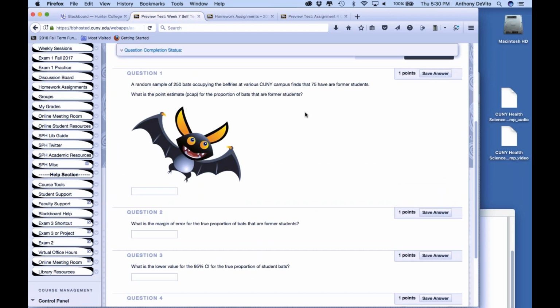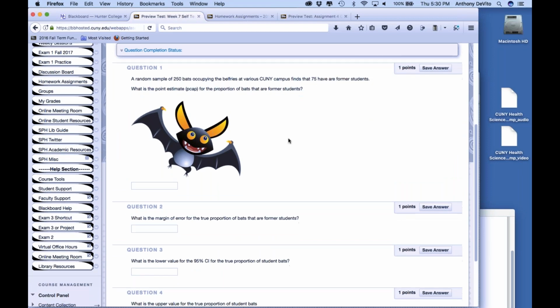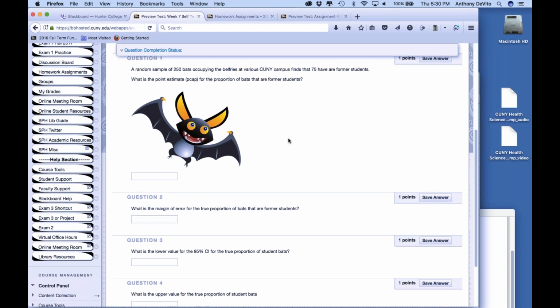A random sample of 250 bats, 75 are former students. What is the point estimate? Oh yeah, this is a Halloween special. Right? I don't know if you noticed that, but obviously. What's the point estimate p-cap for the proportion of bats? Well, out of 250, so 75 over 250, right, is the proportion.